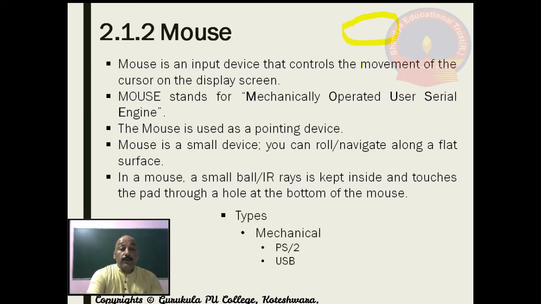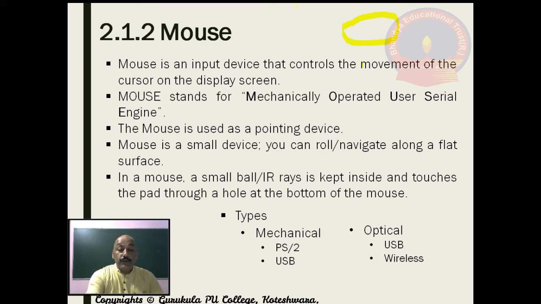Before that, let me show you the types. There are two types: one is mechanical and one more is optical. In the mechanical, we have two types: PS/2 and USB. In the optical, we have USB and wireless. What is mechanical? In mechanical, we use a ball. In optical, we use infrared. That is the only difference. Otherwise, both work with the same mechanism.